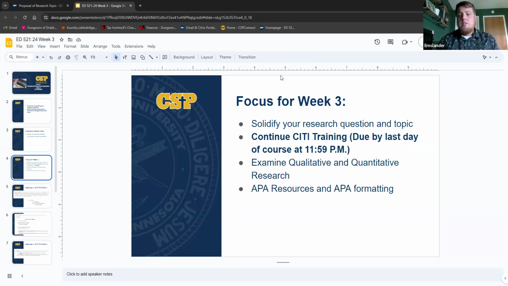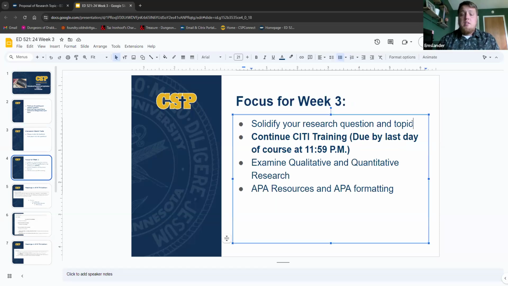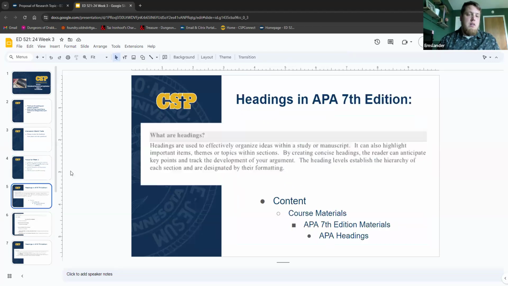Our focuses for week 3 are to solidify your research question and topic in order to write the week 3 assignment, to continue your CITI training if you haven't finished it, examine qualitative and quantitative research, and to continue working on APA resources and APA formatting. One of the things I wanted to really hone in on is headings in APA 7th edition, because I think not only do they make it easier to read your papers, but they also make it easier to write a paper.